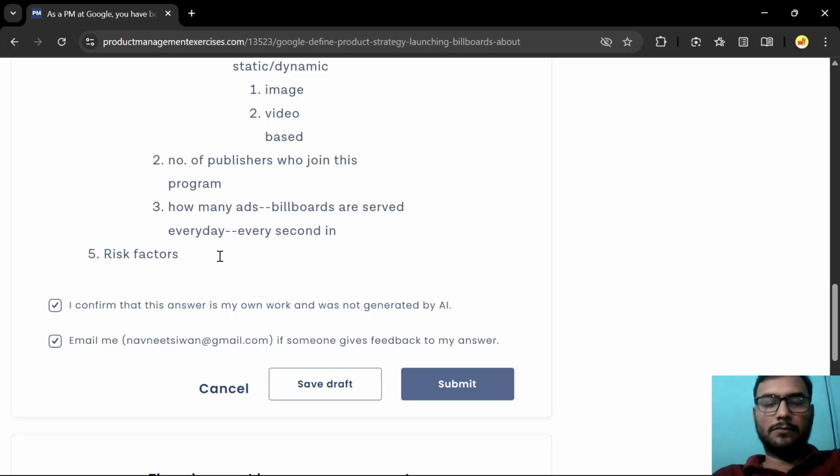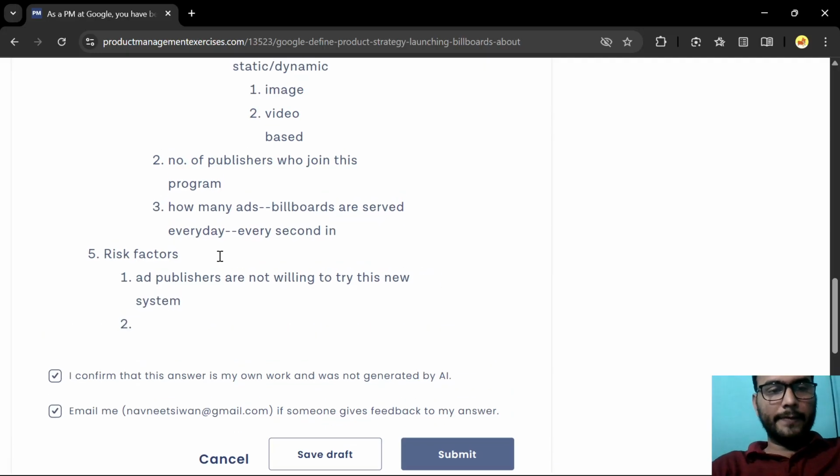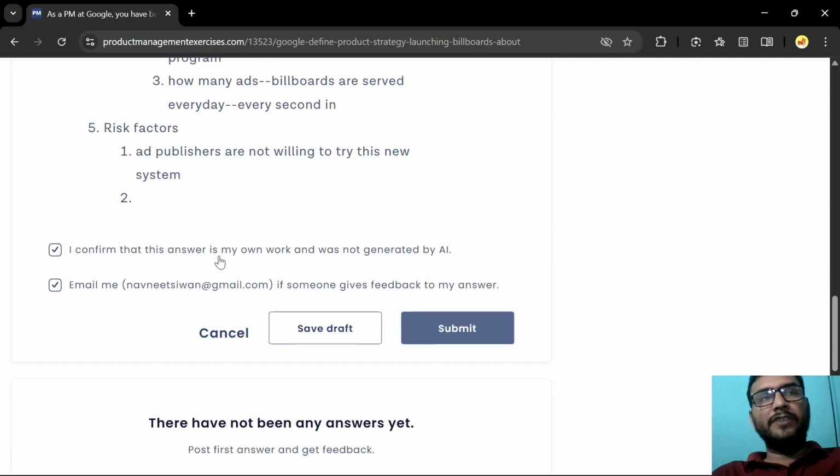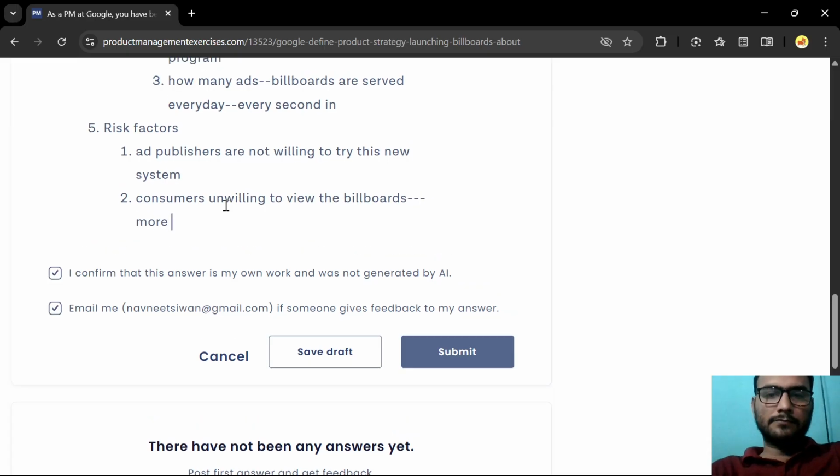Okay, yes, risk factors are multiple. Of course, from the ad publisher, maybe the ad publisher needs to try this new system or new product. And apart from the ad publisher, it is also the consumers, who may be unwilling to view the billboard. Or let's say more negative feedback initially.